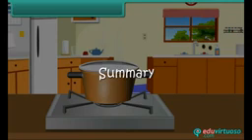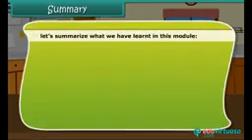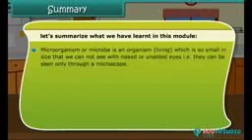Summary. Friends, let us summarize what we have learned in this module. Microorganism or microbe is a living organism which is so small in size that we cannot see it with naked or unaided eyes, that is, they can be seen only through a microscope.